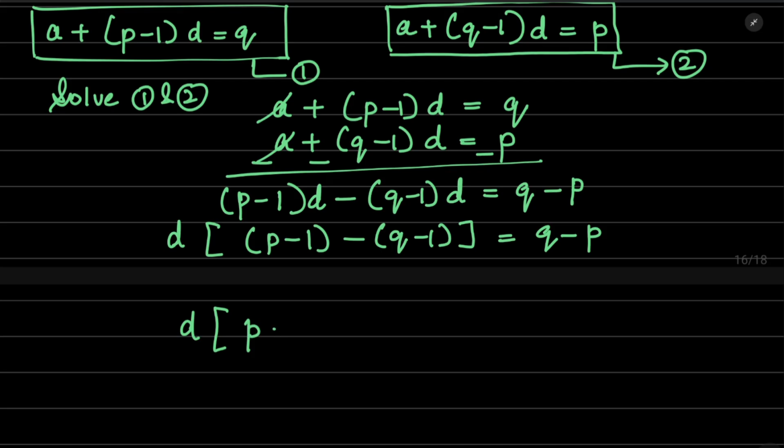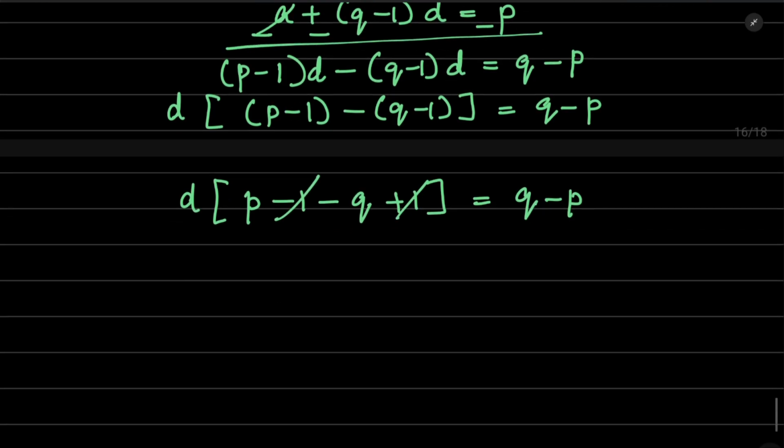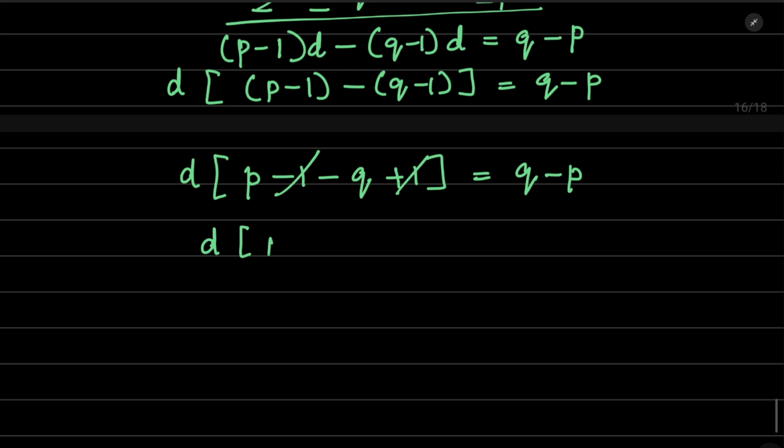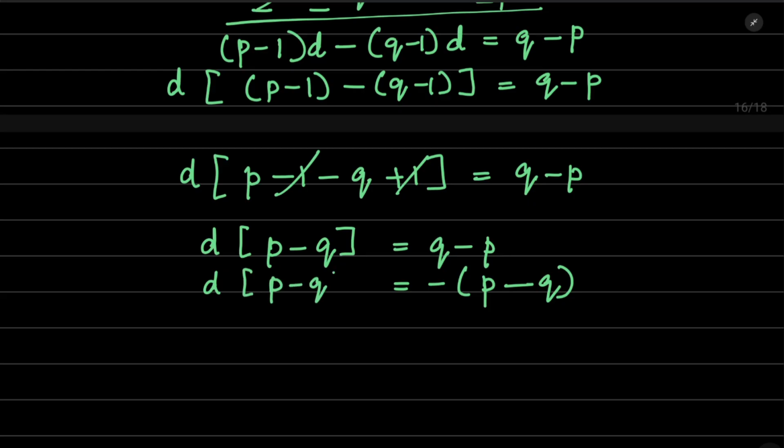So what do you get? P minus 1 minus Q, minus into minus is plus 1, is equal to Q minus P. Minus 1 plus 1 gets cancelled. So you have D into P minus Q is equal to Q minus P. Let's take minus 1 common out. When you take minus 1 common out, inside the bracket you'll have P minus Q. So D into P minus Q, and this P minus Q gets cancelled. D is equal to minus 1. So your common difference is minus 1.